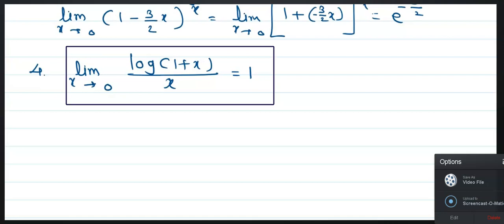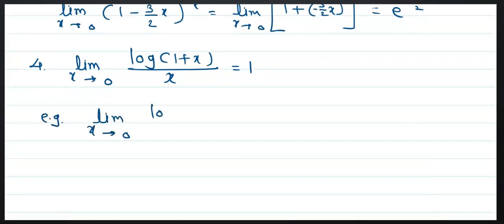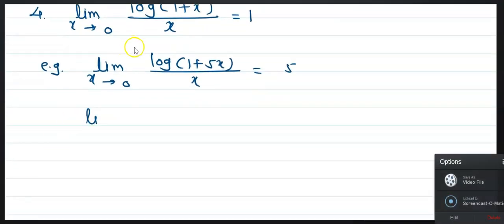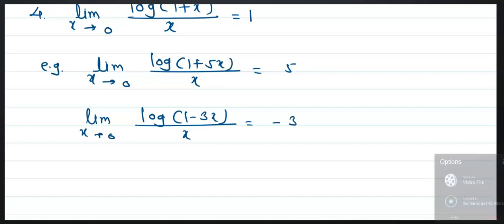Next is limit x tends to 0, log of 1 plus 5x upon x. Now what is the coefficient of x here? It means that we have to adjust here by 5 in the denominator and multiply by 5.